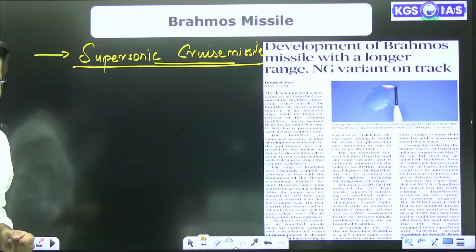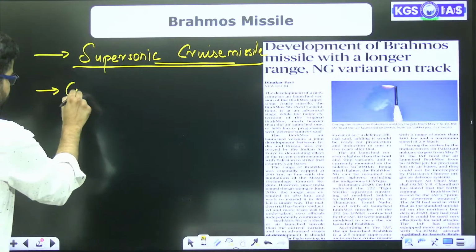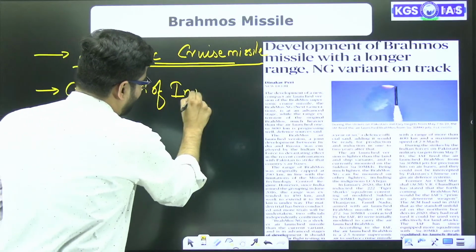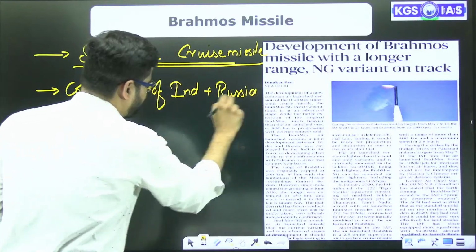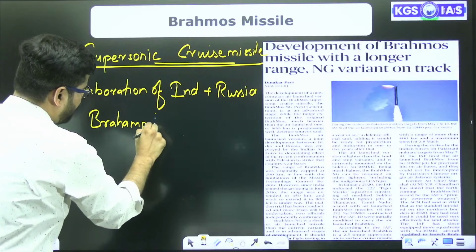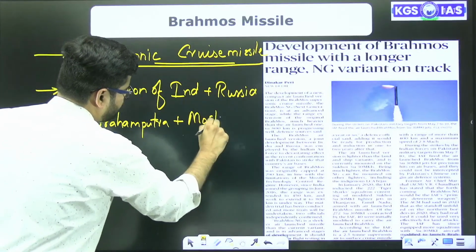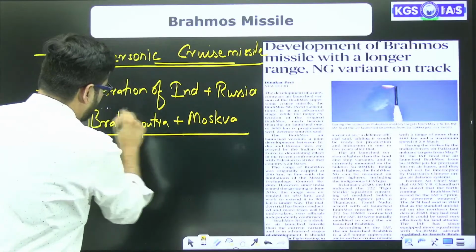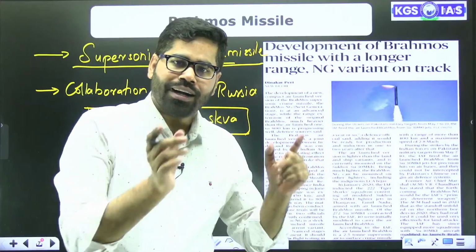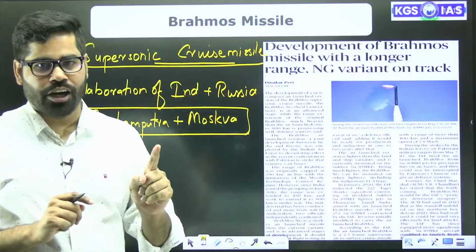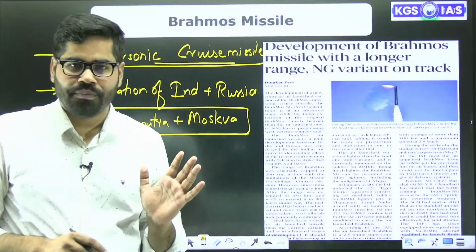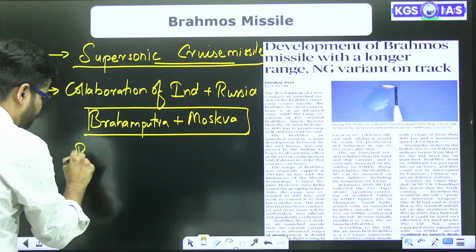Okay. Now you all know that this is a collaboration of India and Russia. Here you have the name Brahmos. So it is Brahmaputra plus Moskova. These are the rivers. Brahmaputra river in India and Moskova river in Russia. So here we have a joint collaboration of India and Russia. There is a company by the name of Brahmos, the Brahmos Aerospace Limited. Okay. We have a company called Brahmos Aerospace.